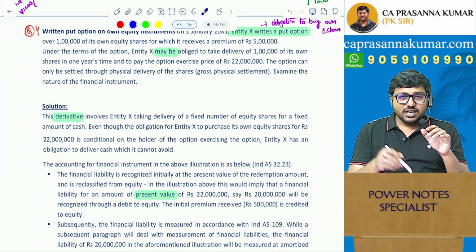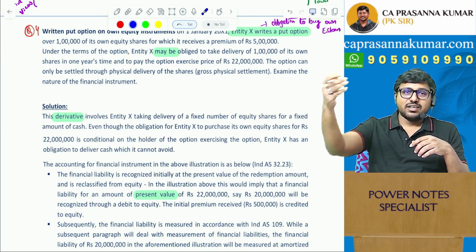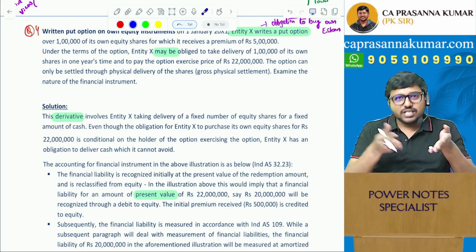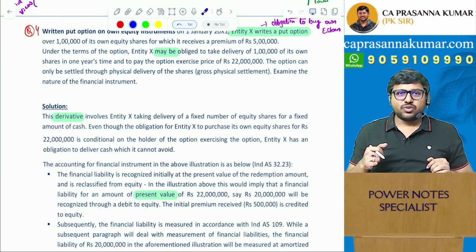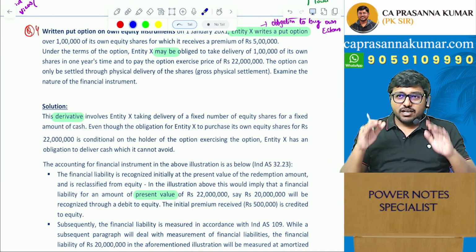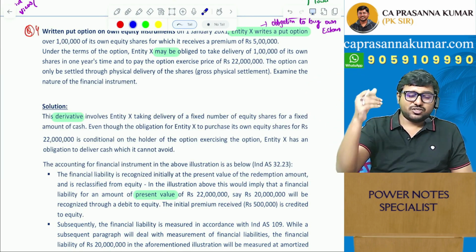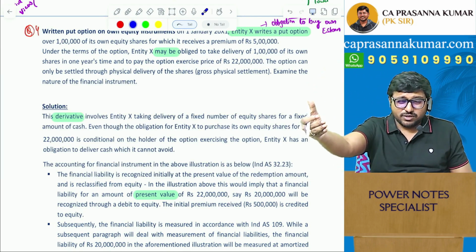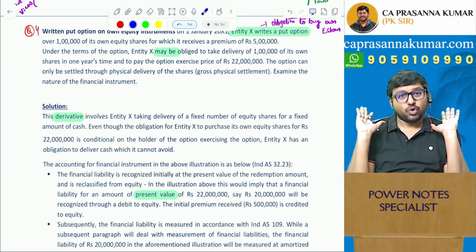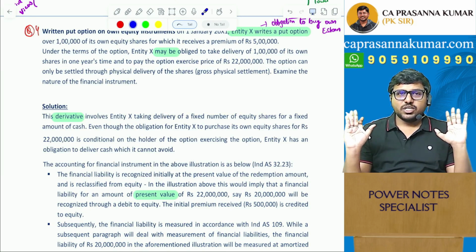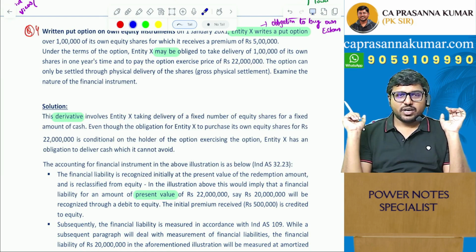Now, you entered into an agreement where you have written a put option, where the other party has the right to sell his shares to you. Got it? So you have to buy your own shares. If he does not exercise the right of the put option, the right to sell, then what will happen? You will not buy your own equity shares. When you don't buy your own equity shares, where will they be? They will be in equity only. You got it?